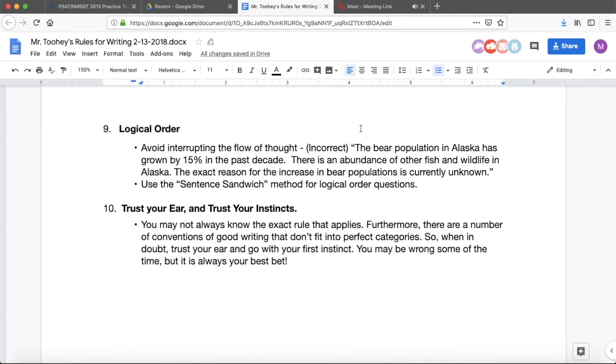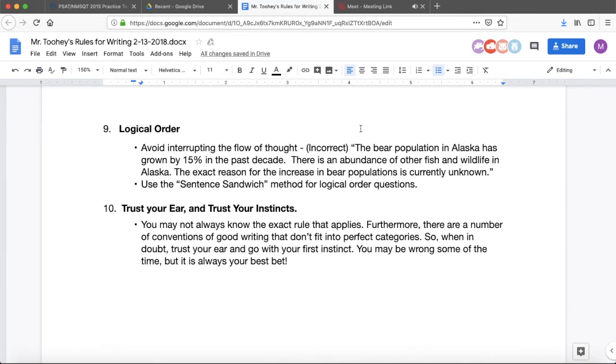Okay. Logical order. Nicole, go ahead and read the rule. First bullet point for logical order. Avoid interrupting the flow of thought. Incorrect. The bear population in Alaska has grown by 15% in the past decade. There is an abundance of other fish and wildlife in Alaska. The exact reason for the increase in bear populations is currently unknown.